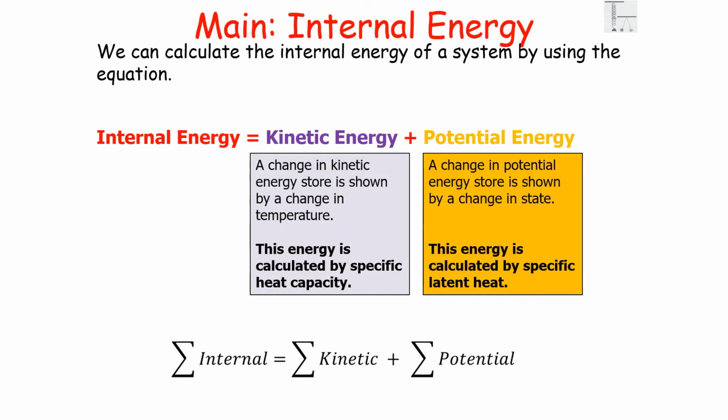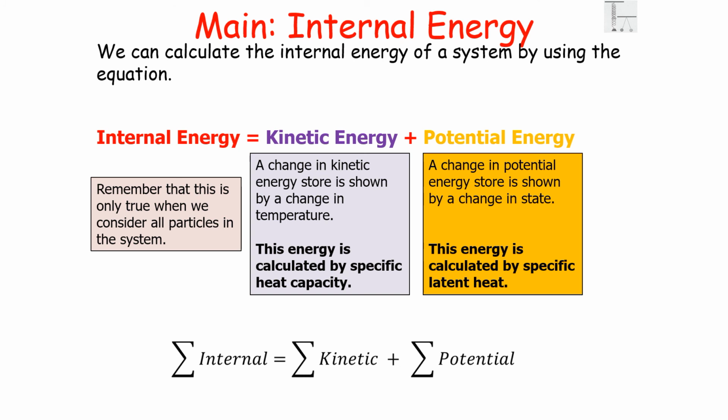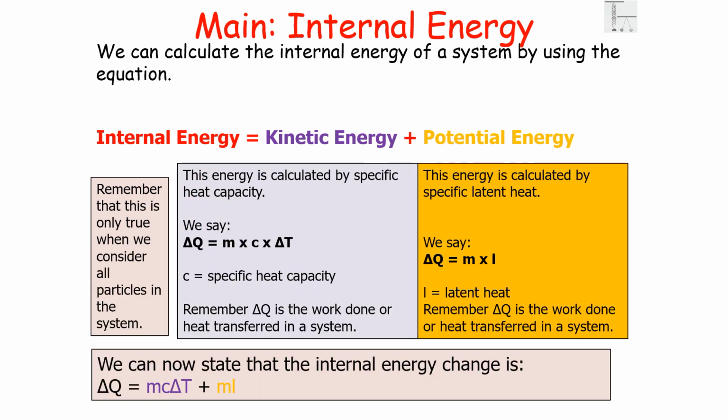Now the kinetic energy store can be looked at by thinking that a change in kinetic energy store is shown by a change in temperature, and this energy can be calculated by using the specific heat capacity, whilst a change in potential energy store is shown by a change in state, and this energy is calculated by the specific latent heat. But remember, it's only true when we consider all particles in the system. So we can calculate the change in the kinetic energy store by doing delta Q is equal to m times c times delta T, where c is the specific heat capacity.